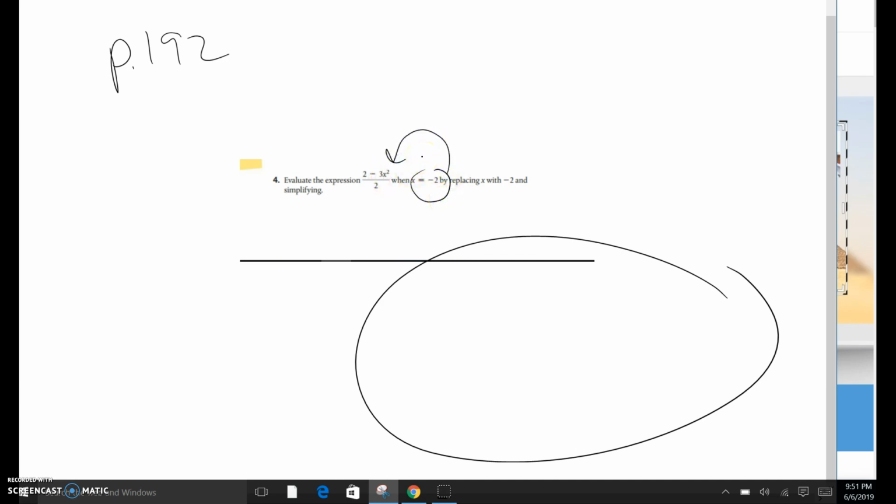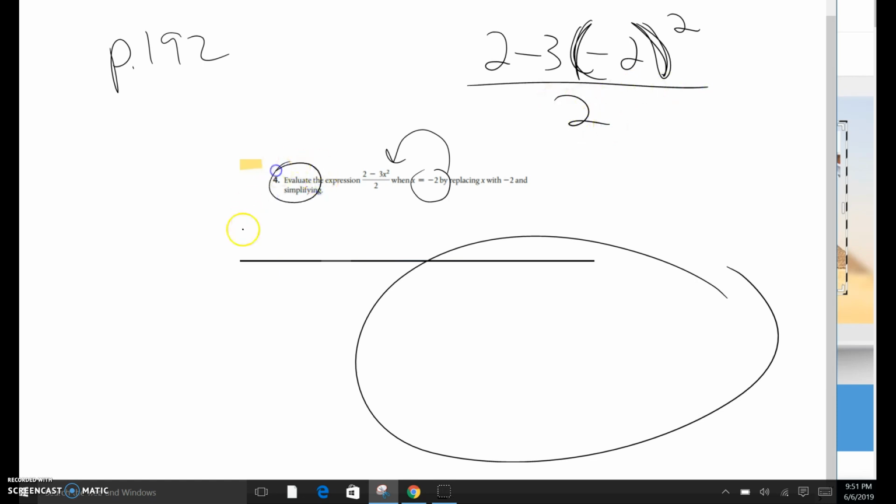Now, when you sub in negatives, it's a good idea to always put in parentheses, because this is 2 minus 3. You want to square all of it, including the -2, so in that case, you have to put parentheses. I just always get in that habit, and then 2. And then we want to evaluate this.